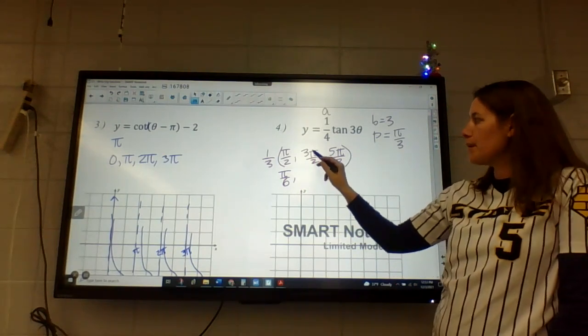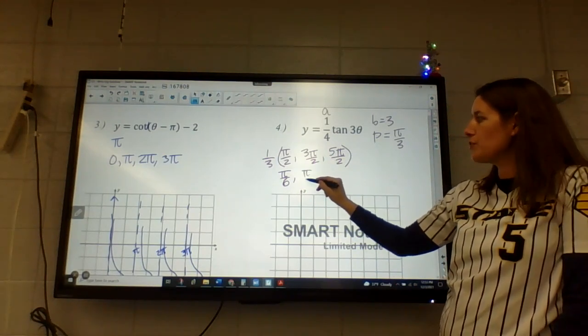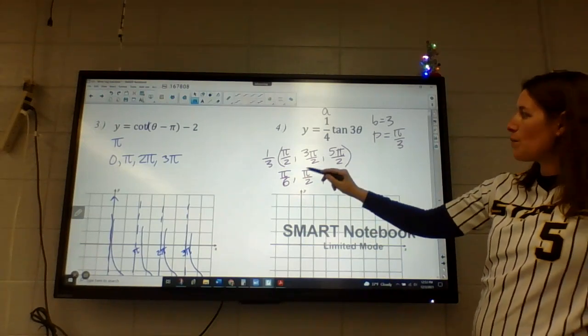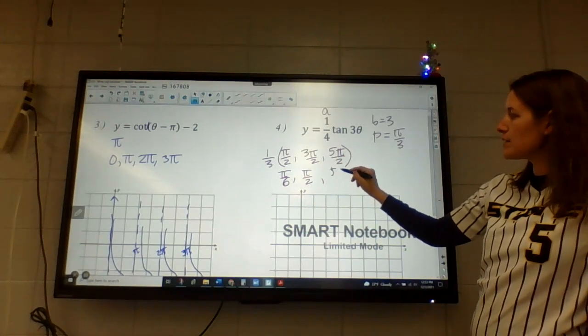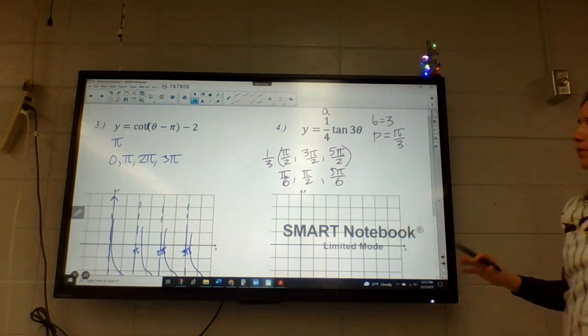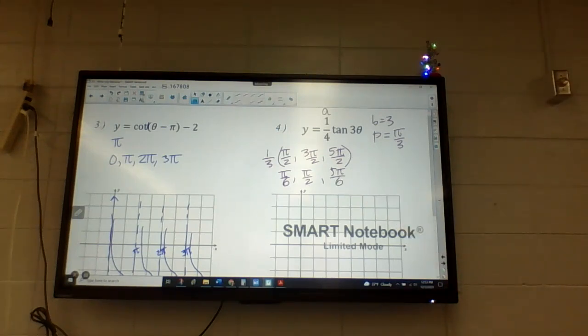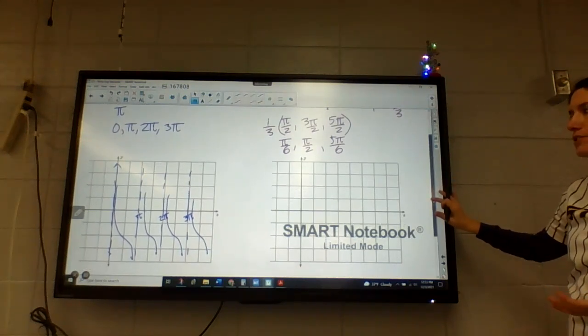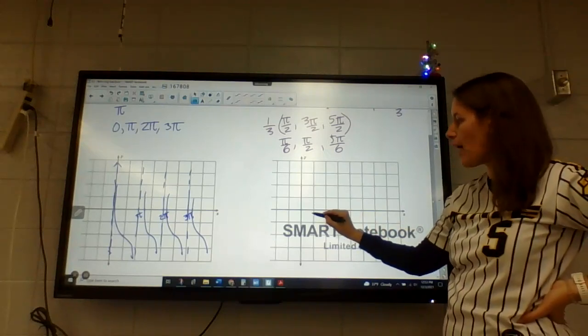A third of 3 pi over 2 is going to be pi over 2 because those 3's will cancel. My next one is going to be 5 pi over 6. So if I have about 3 of them, I'm probably pretty good to go. Now I'm going to use sixths for my graph. And again, it just requires you to be comfortable with some fractions.